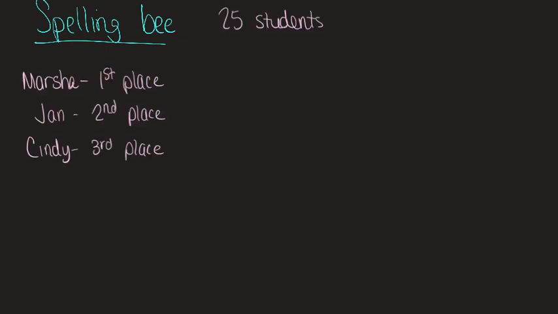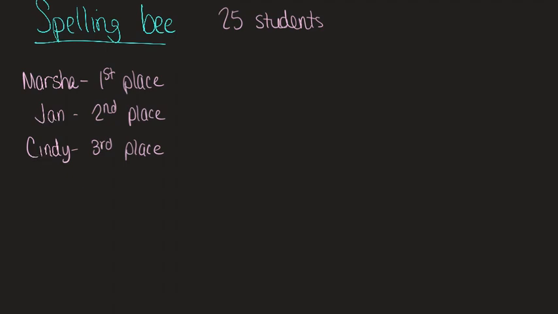All right, let's suppose that the school is having a spelling bee. I want to find the total number of choices, options, that these 3 students could be the winners of this spelling bee. And then I'm going to find the probability that Marcia is first, Jan is second, and Cindy's third.